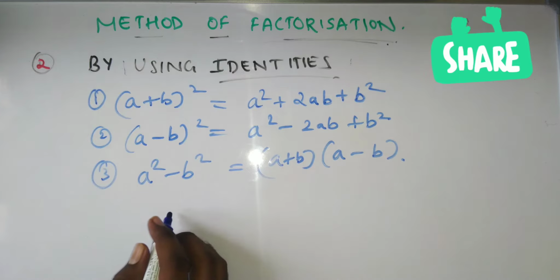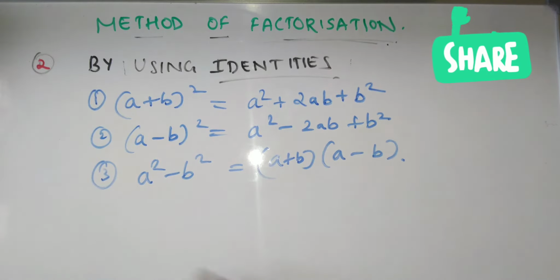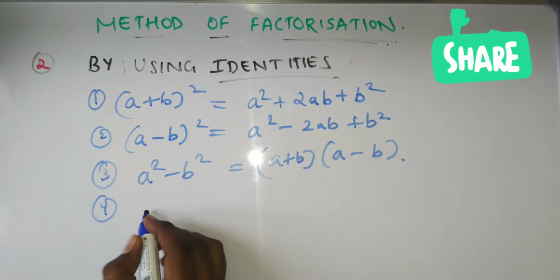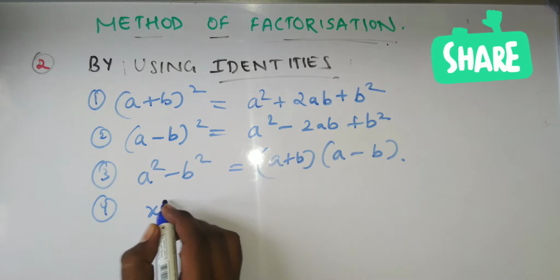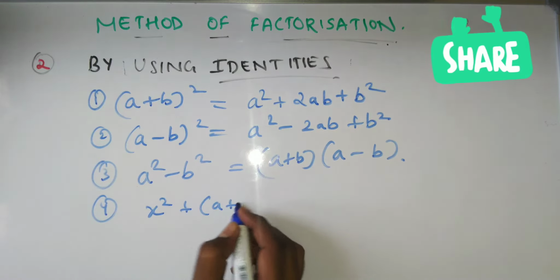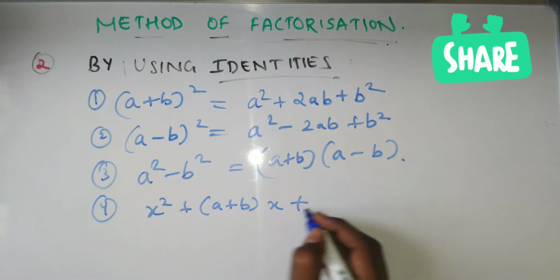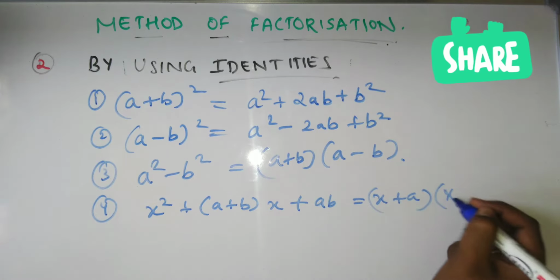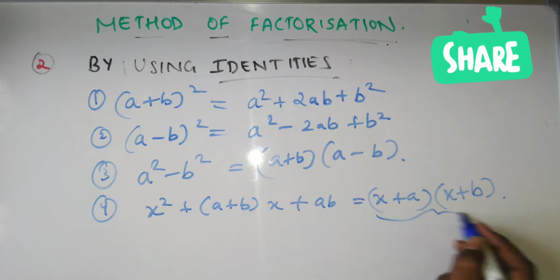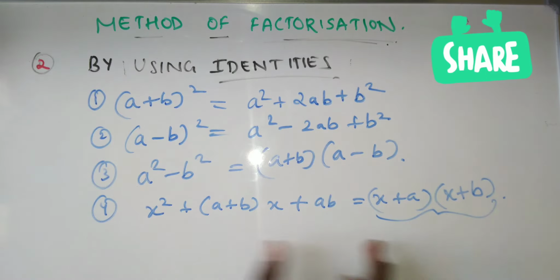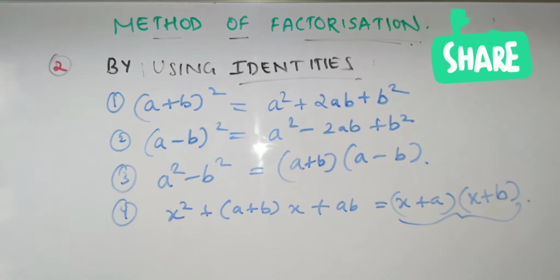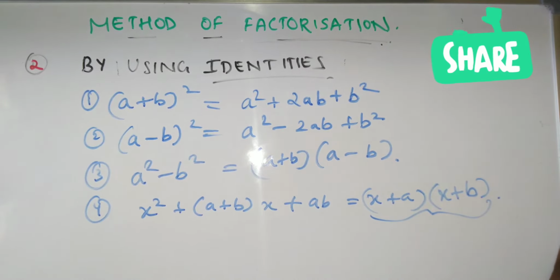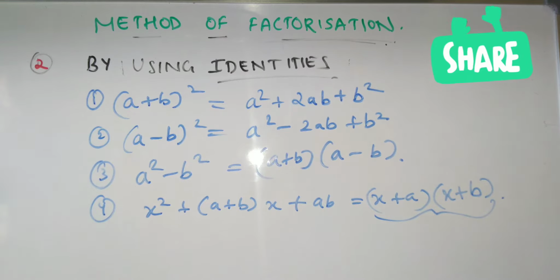The next identity, the fourth one, is based on x square plus (a plus b)x plus ab, which is nothing but (x plus a) into (x plus b). This is the term, okay? We'll be using all these four identities, which you are studying in algebraic expressions. So let us move on to some examples so that you'll understand in a better way.